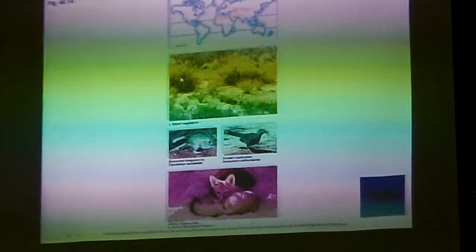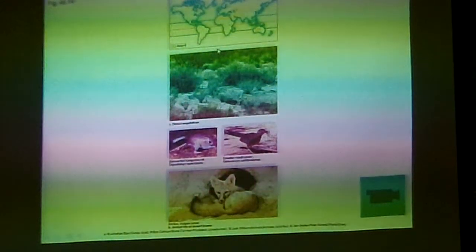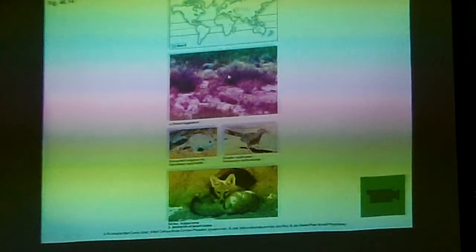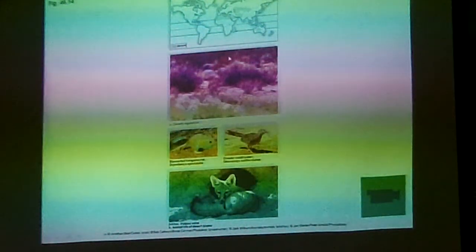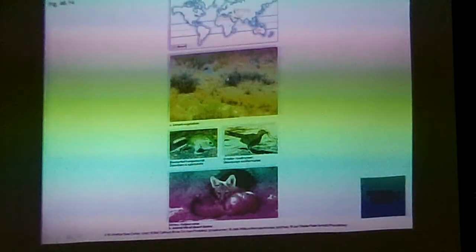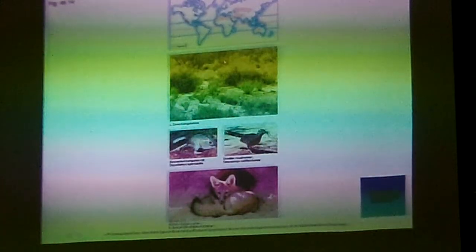Most deserts are not like the Sahara Desert, where you just see all sand and nothing else. Most deserts have enough rain to support some plants. So if you drive out in the western U.S., where Las Vegas is and that kind of area, that's a desert, but this is what it looks like.